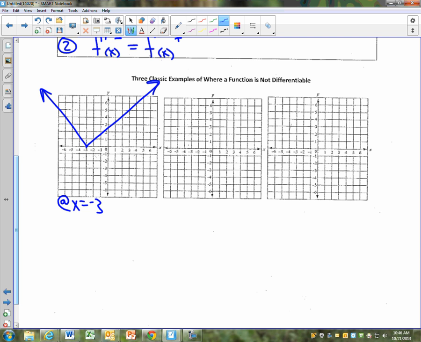Not differentiable at x equals negative 3. Anybody want to guess why? Well, it has what we call a corner. And so here's what we could say. If you take the derivative of the function from the left, what's the derivative at negative 3 from the left? What's the slope from the left? It's negative. Negative something, maybe negative 1, who knows? What if I take the derivative of it from the right at negative 3? It's positive. So you can tell that they're obviously not the same. So therefore, you cannot find a derivative at negative 3.